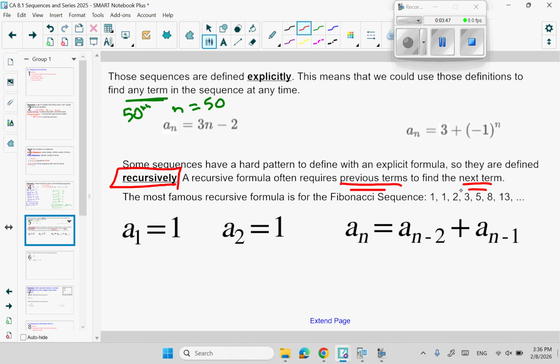The most famous one would be the Fibonacci sequence, 1, 1, 2, 3, 5, 8, 13. The Fibonacci sequence is defined as follows: a sub n equals a sub n minus 2 plus a sub n minus 1. A sub n minus 1 is the previous term, and a sub n minus 2 is the term before the previous.